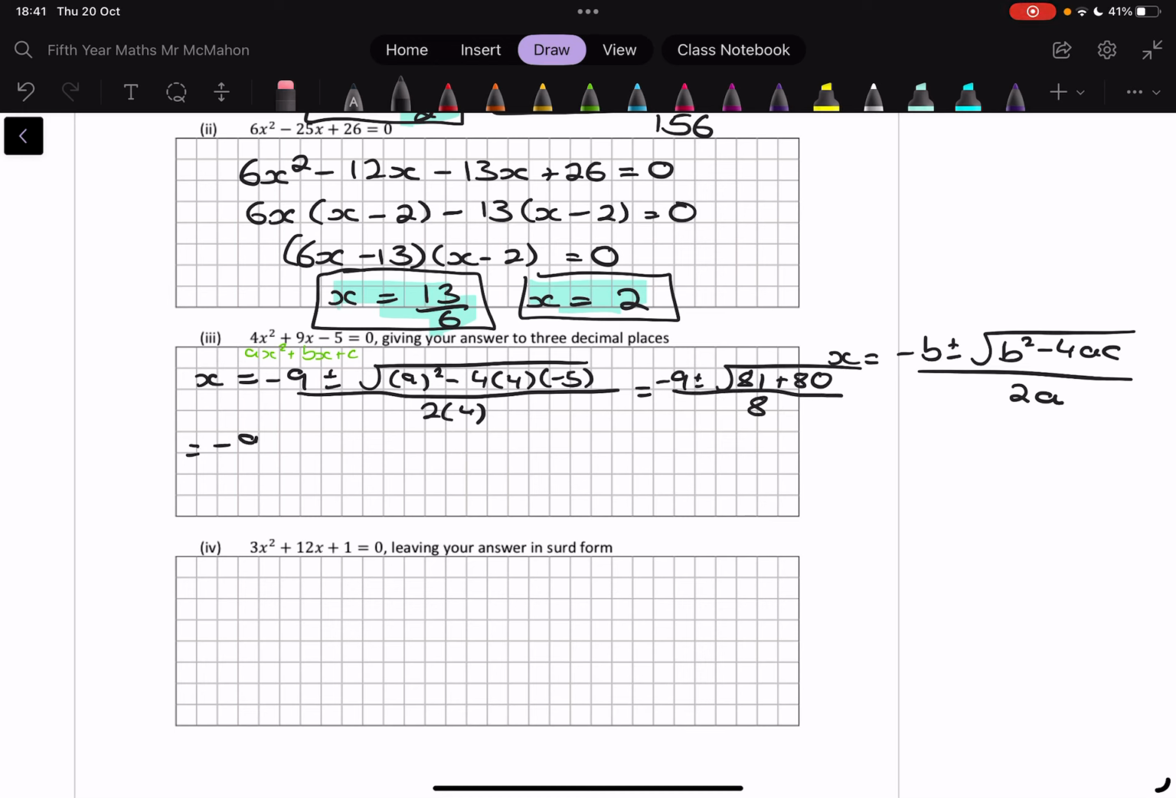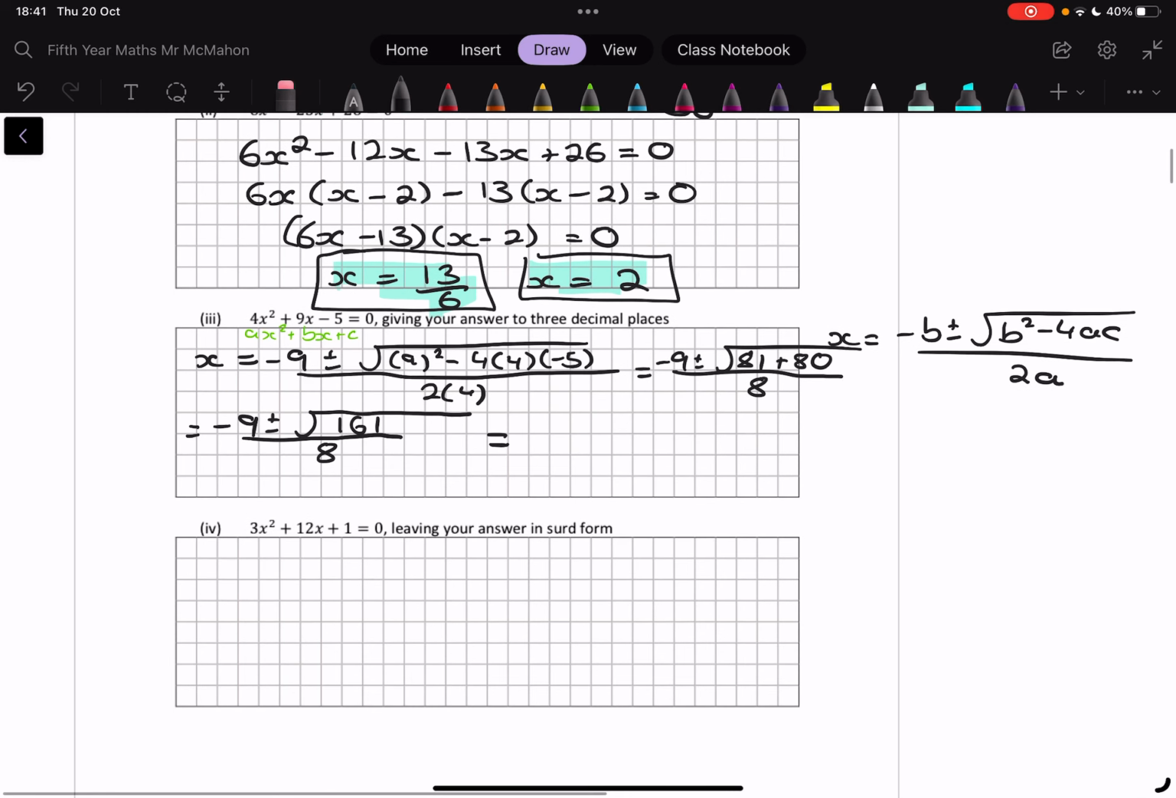We then will have minus 9 plus or minus the square root of 80 plus 81 is 161, and all over, again, all over 8. And from this point, we can type our answer into our calculator, and we can take the two values. So we take the plus value, we take the minus value, and we work out those two answers.